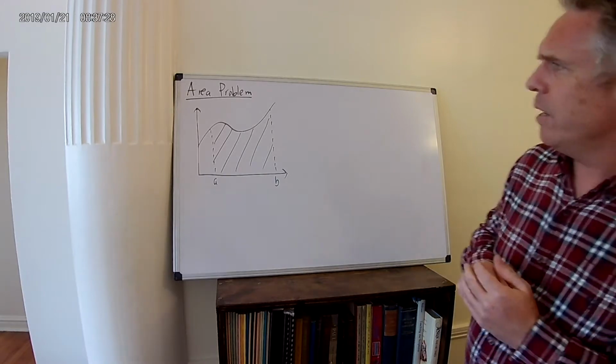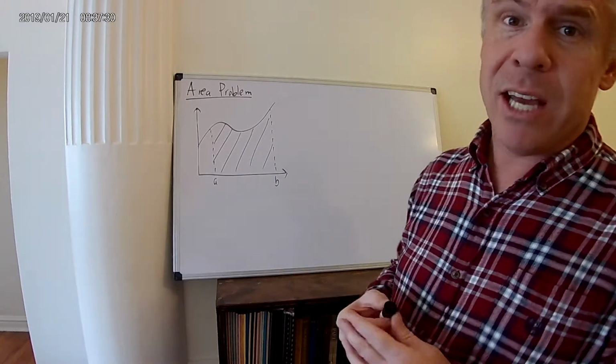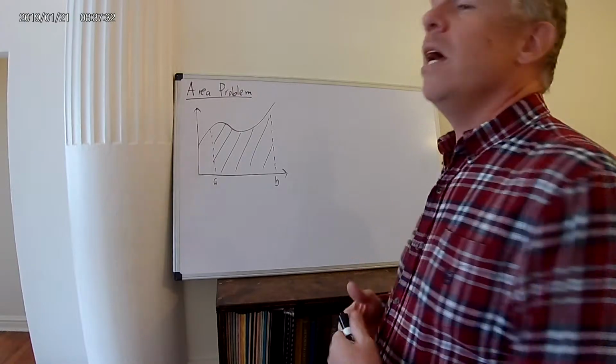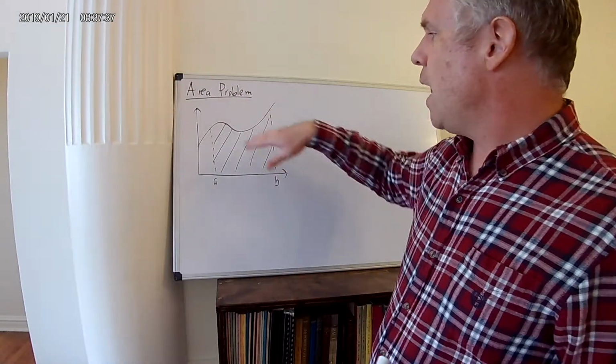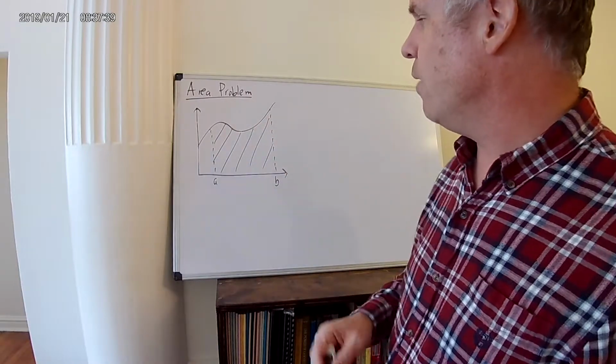Now, you guys have calculated areas before. You've calculated the area of a rectangle. We know how to do that. The area of a circle, the area of a triangle. But this is more complex. We have some curve, some function, and how do we find the area under there?